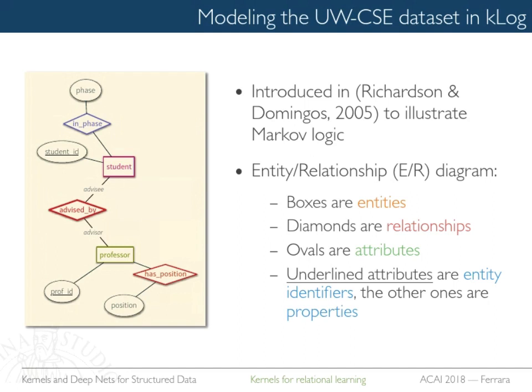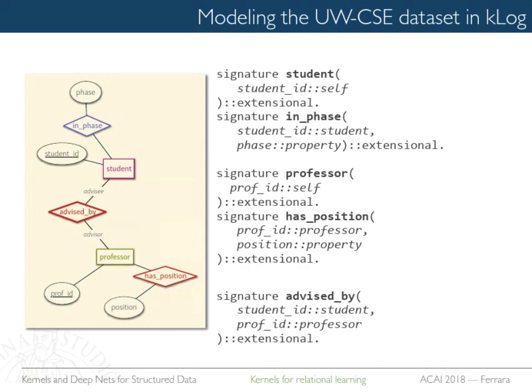So it's a link prediction problem. You want to predict who's the advisor of whom. And okay, it's a stupid toy problem, but it illustrates the thing. So this is K-log. You basically declare your entities and your relationships. Okay, it's a kind of annotated Prolog.